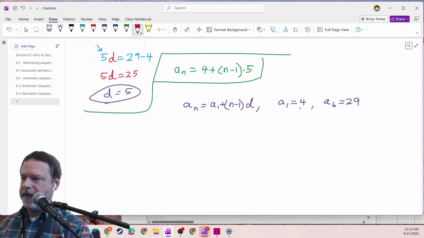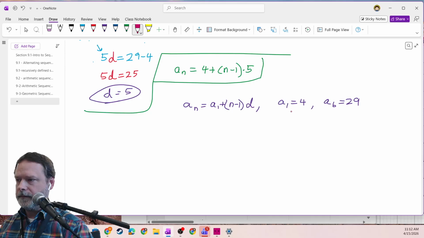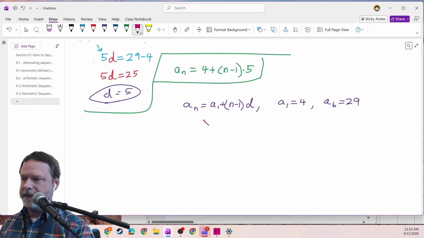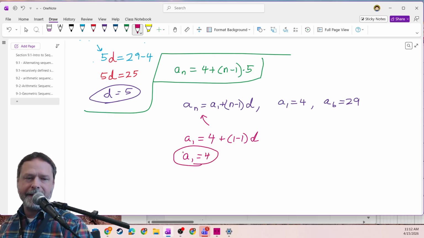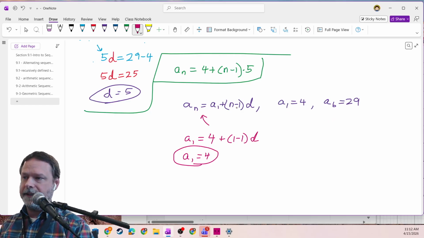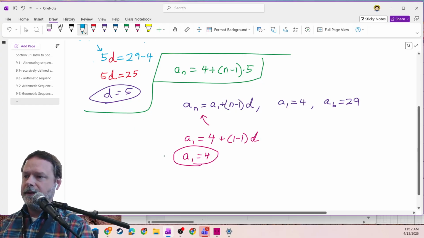So we could go a sub 1 equals 4. Great. So plugging it in here, a sub 1 is 4, so that's 4 plus 1 minus, n is 1 here, so 1 minus 1 times d. Well, that's 0 times d. So actually, that first one doesn't help me, but it's still good practice to go ahead and do that. Because what if they gave me the second term and the sixth term? Now it's a little trickier, right? So just a good habit. So that's what I get there.